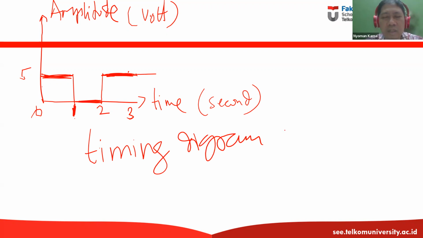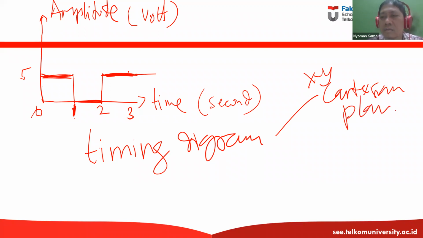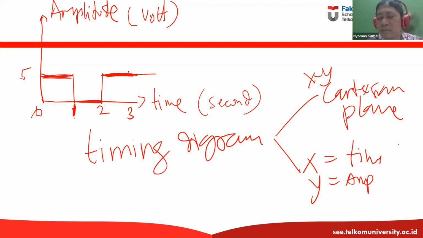We can draw the timing diagram using XY Cartesian plane. And then the x-axis is time. And then the y-axis is amplitude. And usually we have the unit of measurement. This is second. And this is volt.